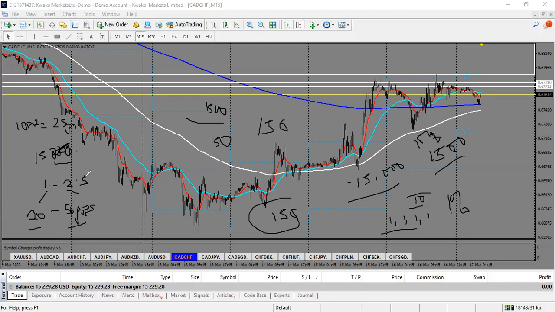So we've done it in terms of pips. Let's now do it in terms of amounts, in terms of dollars. If I'm risking 1% of my account, which is $150, how much will I be making back? Times 2 is 300, then 75. I'll be making $375 back. So if I'm risking $150, I have the possibility of making a minimum of $375.